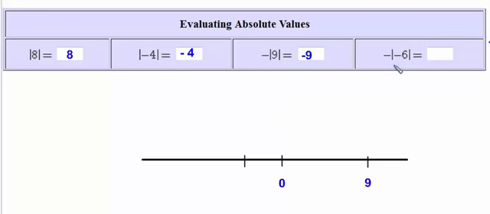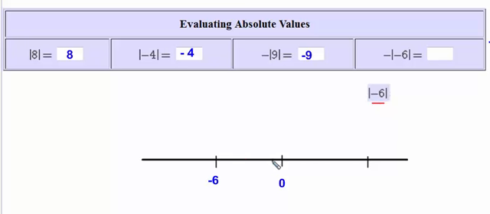The next problem is read the opposite of the absolute value of negative 6. I'm going to start doing this problem ignoring the opposite of and just start by doing the absolute value of negative 6. This would be done by looking at the number in the absolute value symbol, which is negative 6. Since the number is negative, I will place it to the left of 0. The fact that it's negative 6 means I will place it 6 units to the left.